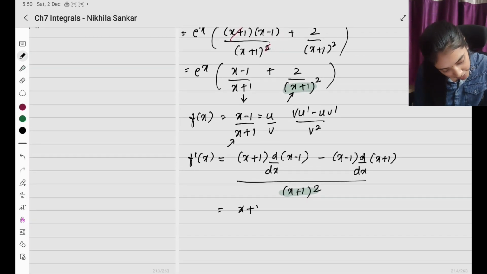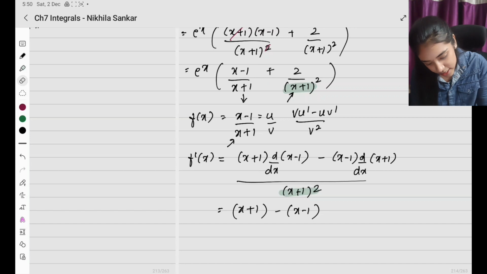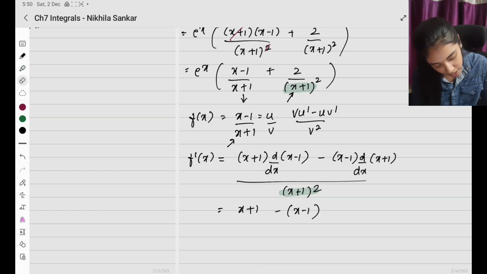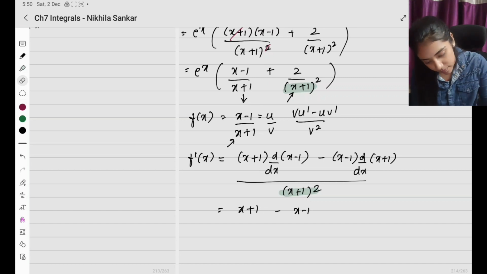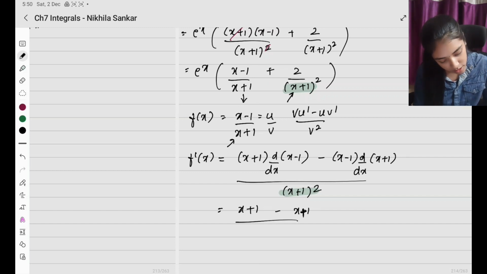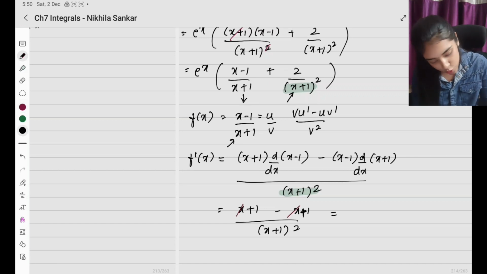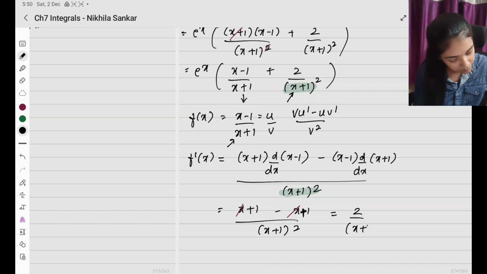So I have (x + 1) times d/dx of (x − 1), which is 1, minus (x − 1). So when I open the brackets, I can directly open the bracket. So when I open it, I should write plus 1 divided by (x + 1) the whole square. So what do I have? The x and the x get cancelled. 1 plus 1 is 2. So we have got what we wanted.